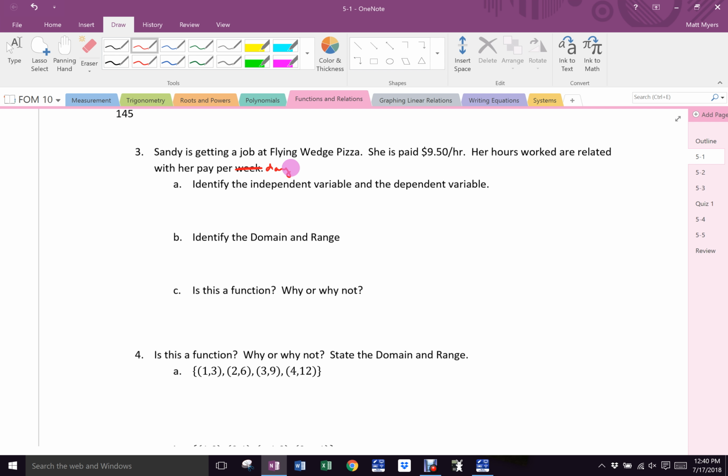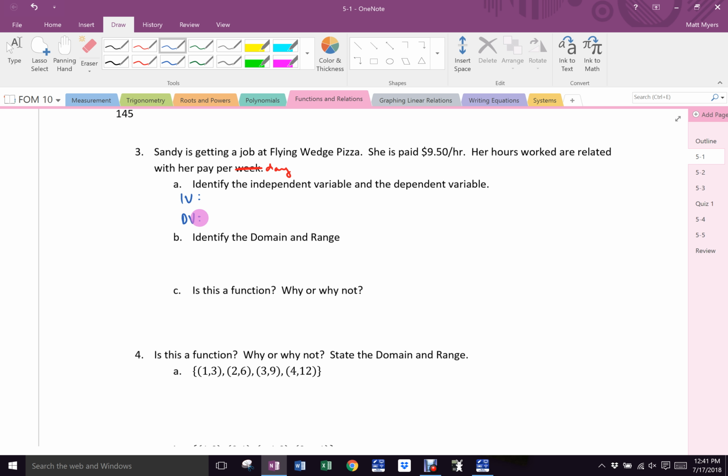Okay. What are the independent variable and the dependent variable? Talk to your neighbor, see if you can figure it out. Which is which? Now, some of you already know this because you've done grade 10 already. Some of you won't, but you should be able to figure it out. Okay. Which is which?